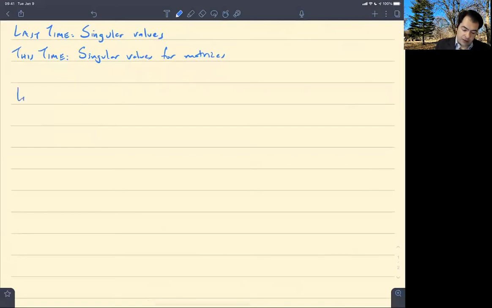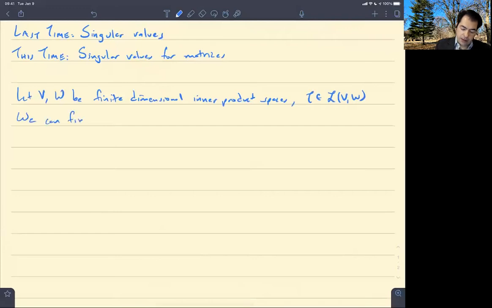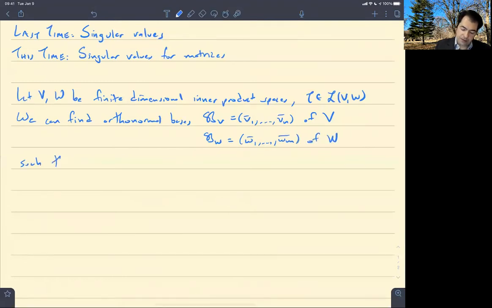Okay, so let's let V and W be finite dimensional inner product spaces, and T a linear map between V and W. So we saw last time that we can find orthonormal bases BV corresponding to v1 through vn of V, BW corresponding to w1 through wm of W, such that T of vi is equal to sigma i wi if 1 is less than or equal to i, less than or equal to the rank of T, which we will denote R, and 0 otherwise.